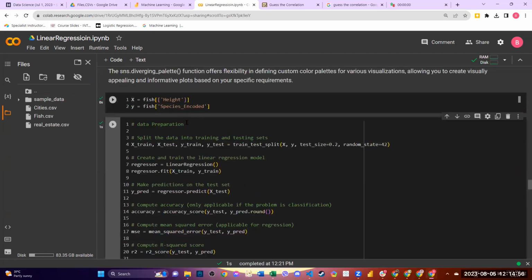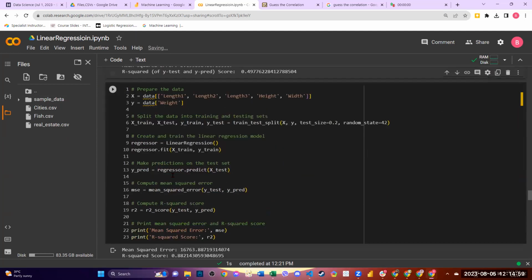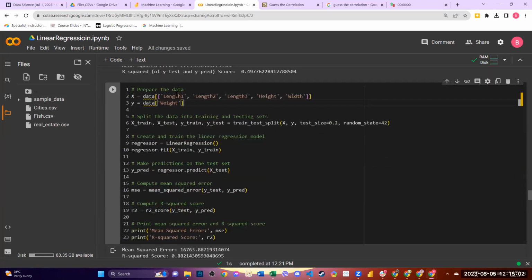So this one is only using the height and species. And for this one, it's using all of the X or our features, including length 1, length 2, length 3, height and width. So there are two styles that you can use: the one that eliminates the others and the one that includes all. However, in this one, we use weight prediction instead of species prediction.